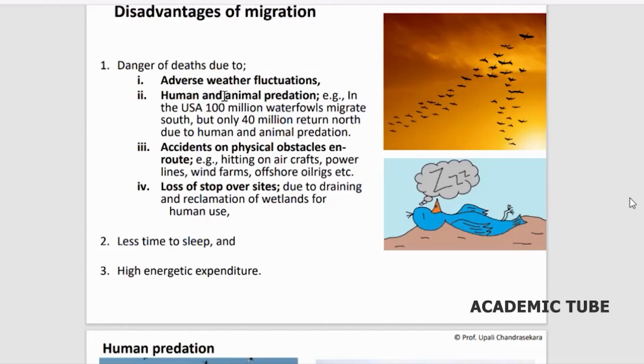Another reason is human and animal predation. For example, in the United States of America, annually 100 million waterfowl migrate to the southern area. From them, it has been estimated that only 40 million go back.